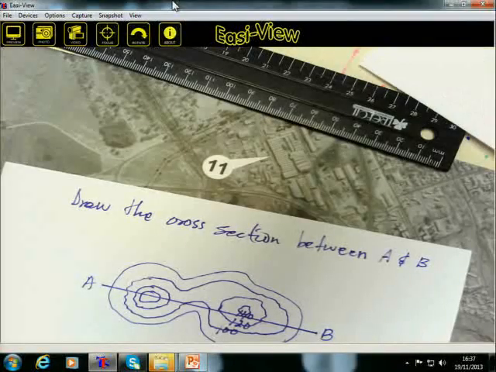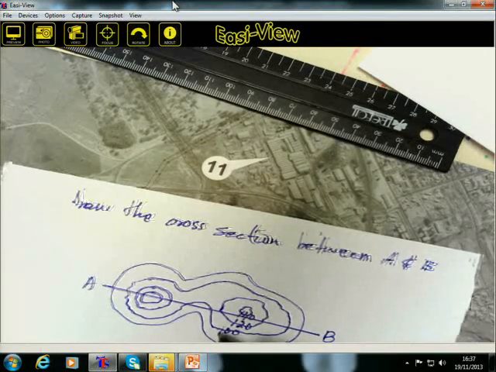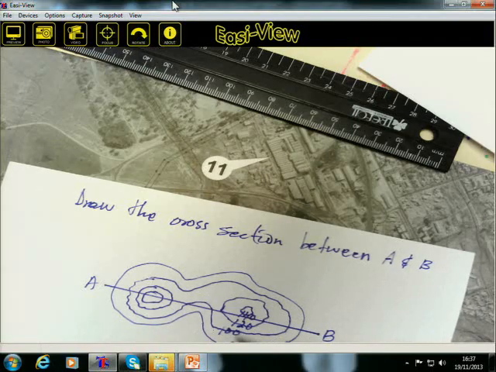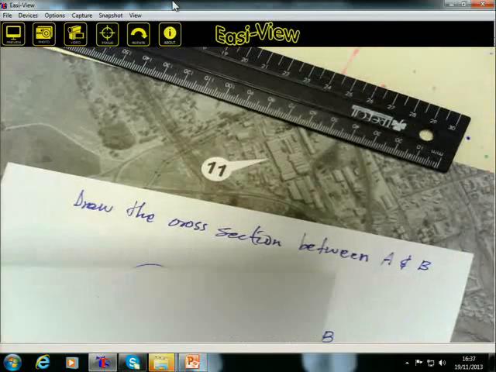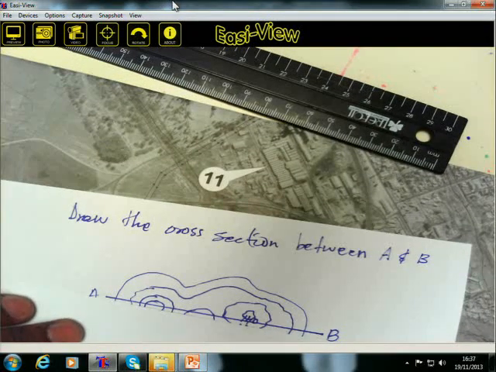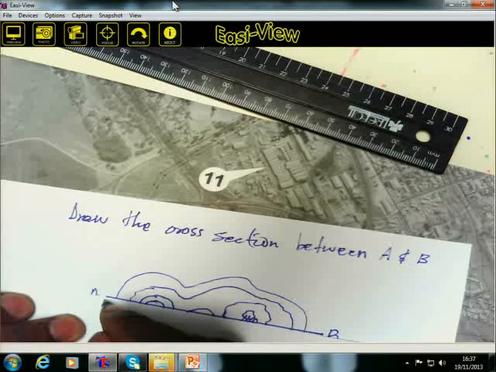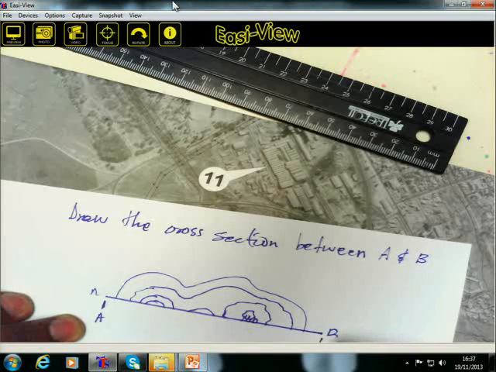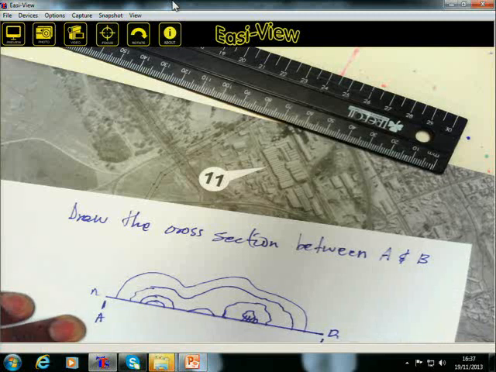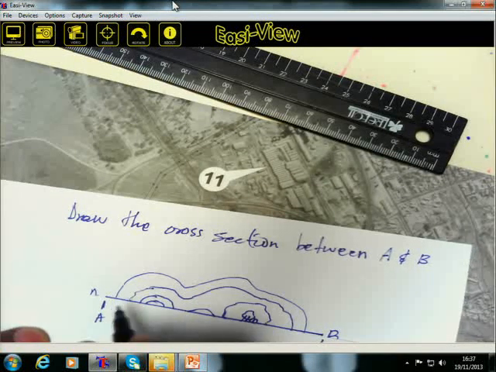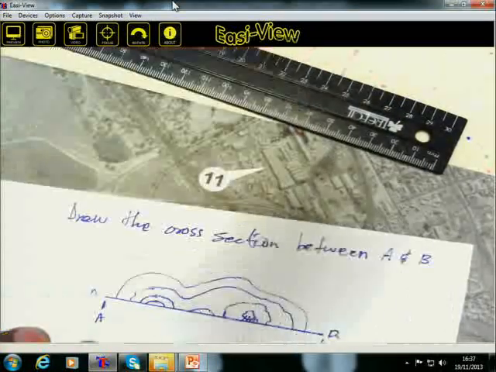First thing that we do, we look at the numbering on our contour lines. Then we take a piece of paper, we place it over between A, which is the starting point, and the second one will be B. Now, every time we are in contact with the contour line, we mark it.